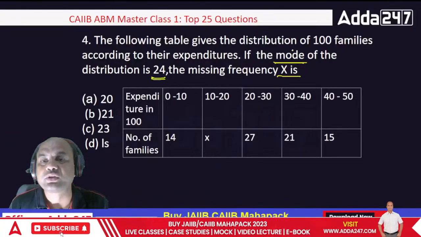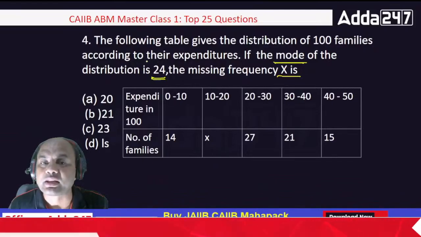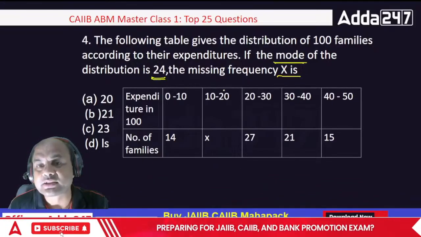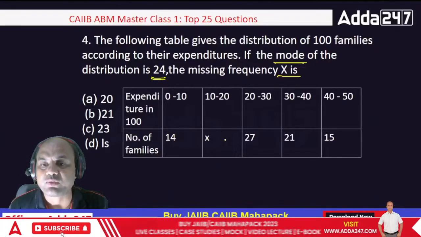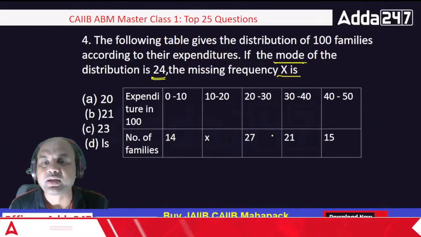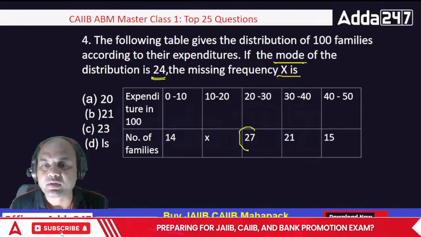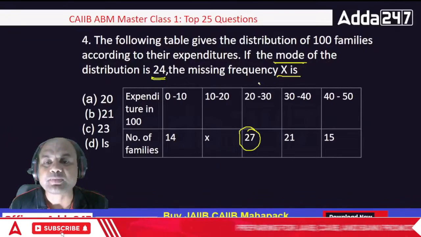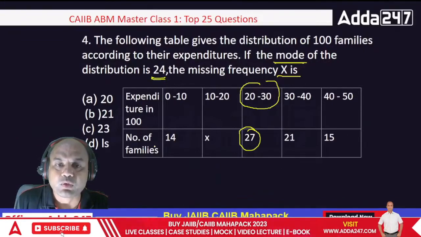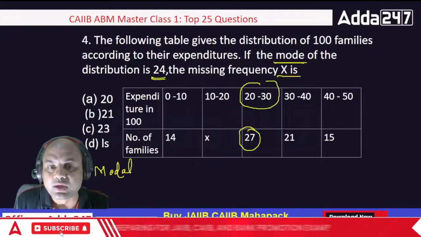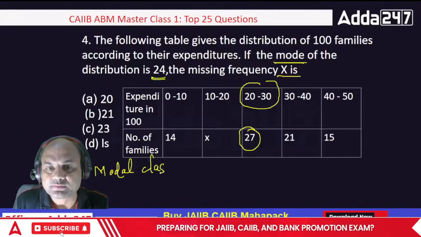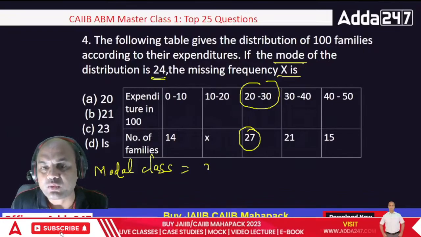Always remember, first you have to find out the modal class. Where does this mode lie? So what is the mode? 24. Where is 24 in this? It will be over here. Right. So my modal class becomes this. So I'll write it over. My modal class. Remember this word, modal class, equals 20 to 30.